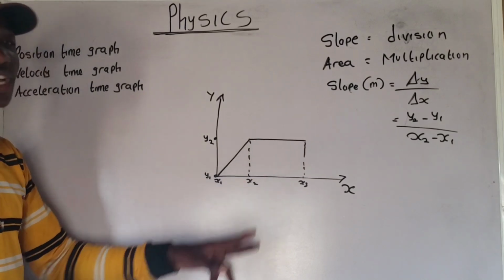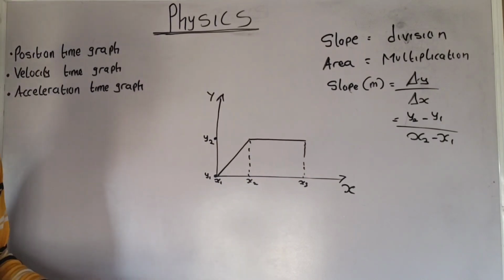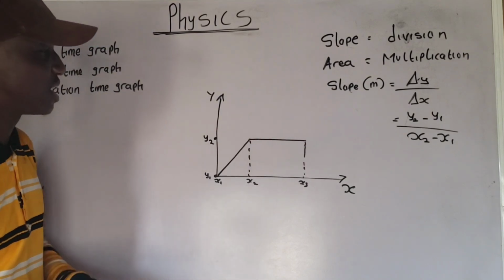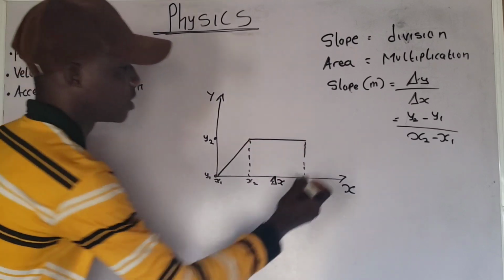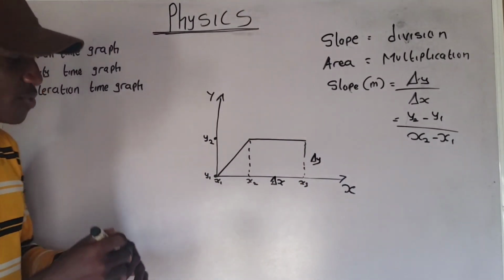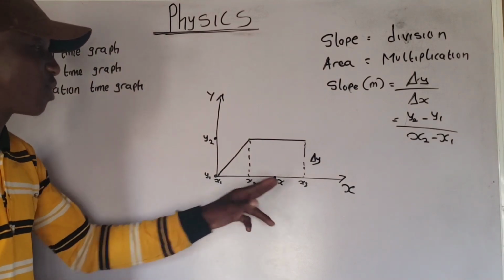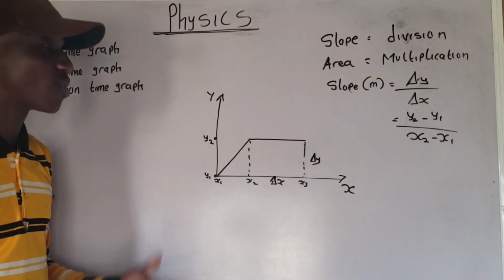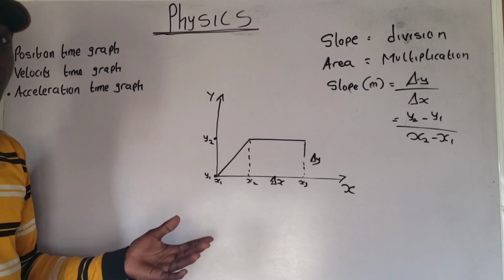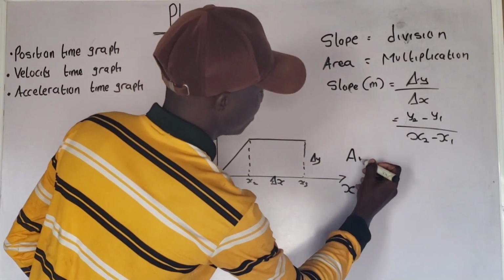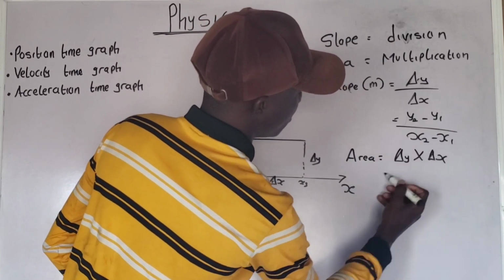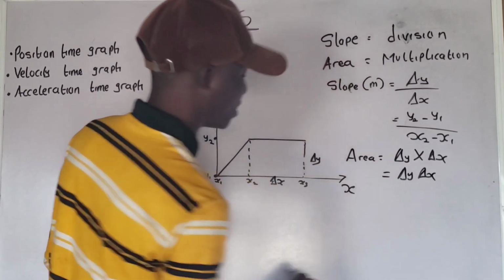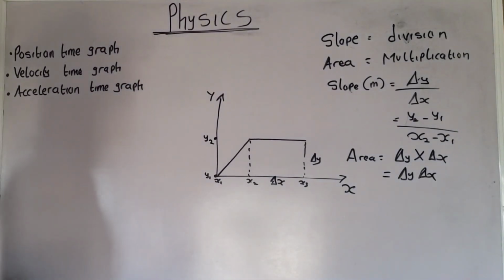We have a rectangle here. The area of the rectangle is length times breadth. The distance between this point and this point is change in x, delta x. The distance between this point and this point is change in y, delta y. If you want to find the area, it is the product of delta x and delta y, because the area of a rectangle is length times breadth. So area is delta y multiplied by delta x. You understand? So area is associated with multiplication, while slope is associated with division.